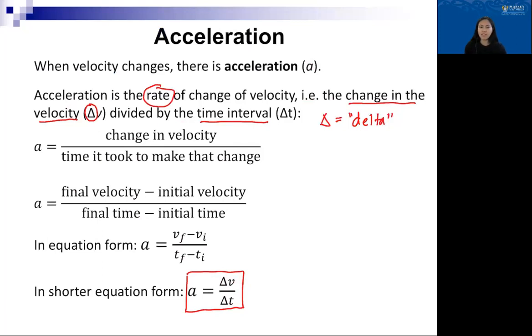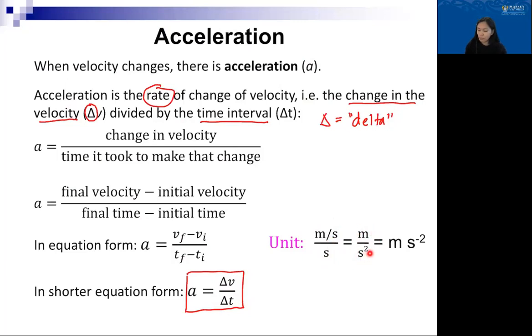It's also the same as the unit for speed, which is meters per second, right? And then the unit for time is seconds. So this one here, meters per second, that's the unit of velocity, and seconds is the unit for time. So we can see here the unit for acceleration is meters per second per second, which you can write as meters per second squared.